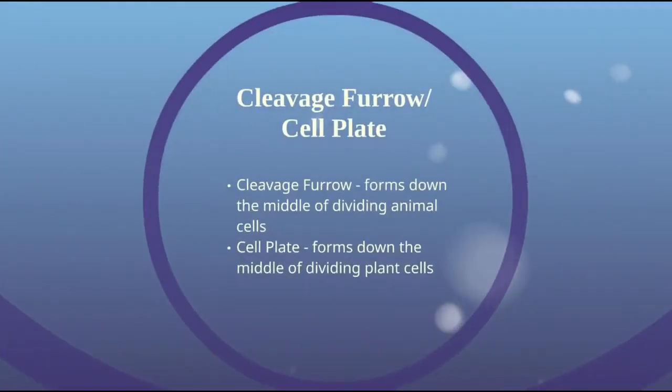Next up, we have cleavage furrow and cell plate. Cleavage furrow forms down the middle of dividing animal cells only. Actin and myosin microfilaments pinch in the cytoplasm, enabling the cell to break in two. Cell plate forms down the middle of dividing plant cells only. It is formed by a fusion of vesicles from the Golgi apparatus.